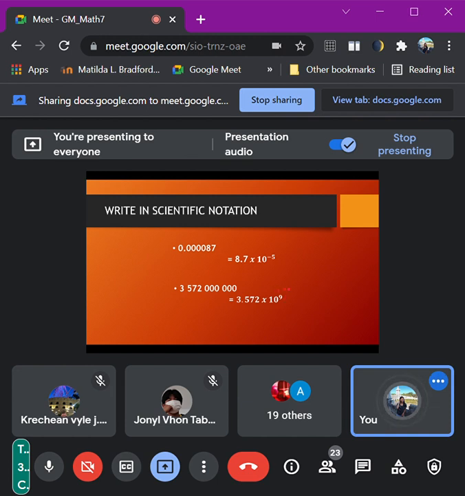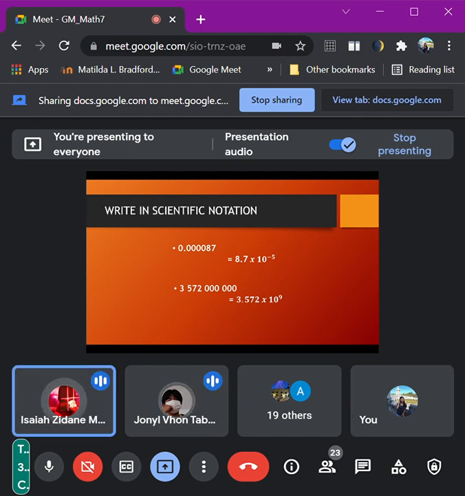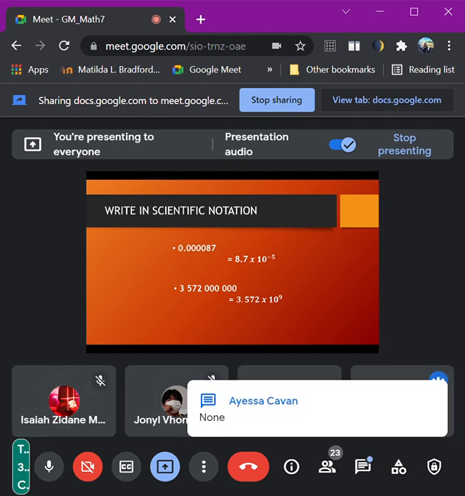Where did our decimal point move? To the right, to the left? To the left. Okay, to the left. We said earlier that whenever our movement is to the left, our exponent is positive. And we moved 9 times, starting from here until 3 and 5, giving 3,572,000,000. Okay. Understood, class, or do you have any questions? Understood.